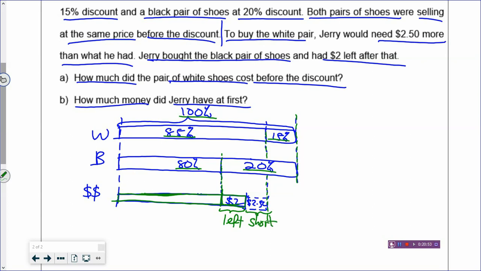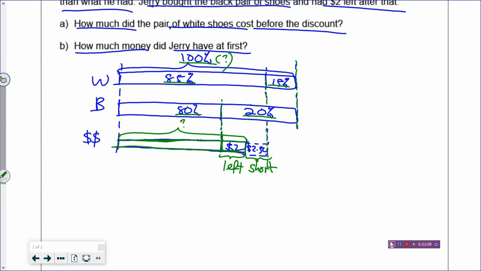Okay? So how much did the white pair of shoes cost before the discount, which is your 100%? And how much money did Jerry have at first, which is to find the green color rectangle, right? And your model is done. So you can see it takes a while to draw the model because you need to adjust, fine-tune, and do some erasing on some parts of the model to make it look nicer. But you can see that when you draw the model, it is never perfect. So the first time you draw, it doesn't look clear. Then you may have to erase and just fine-tune the model drawing.